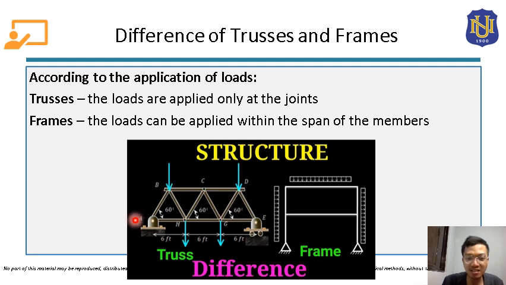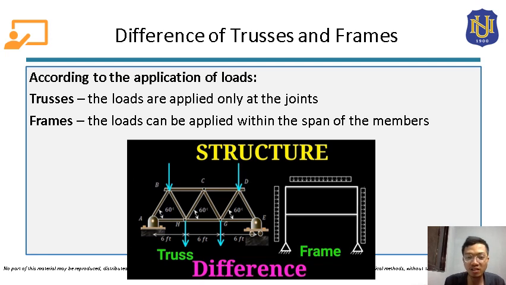For this truss, as you can see here, the loads are just applied at the joints. So we cannot apply the loads within the span of the members in trusses. It can only be applied at the joints. While in frames, this is the illustration for frames, we can apply the loads here within the span of the members.